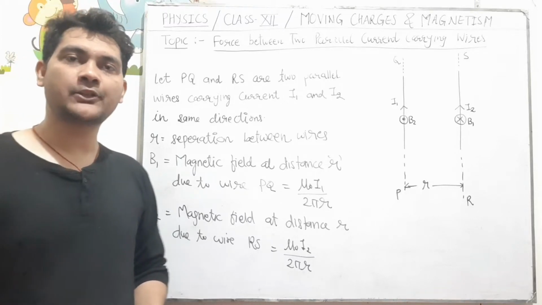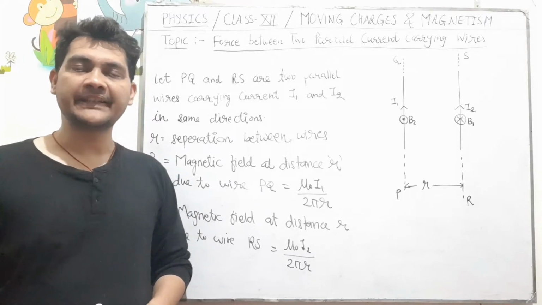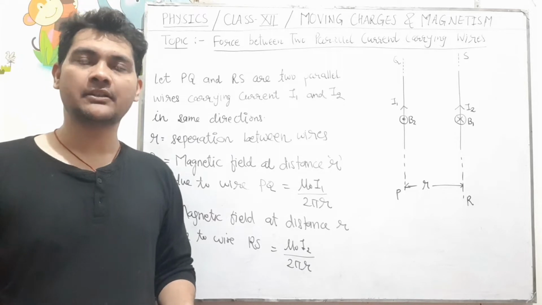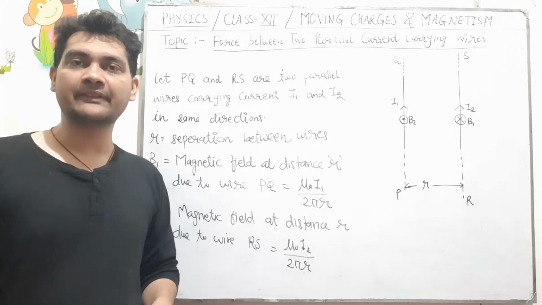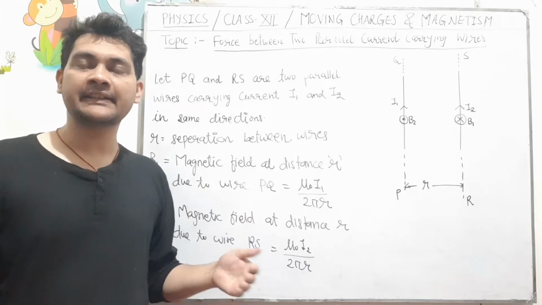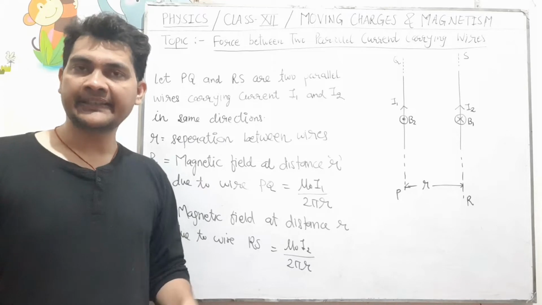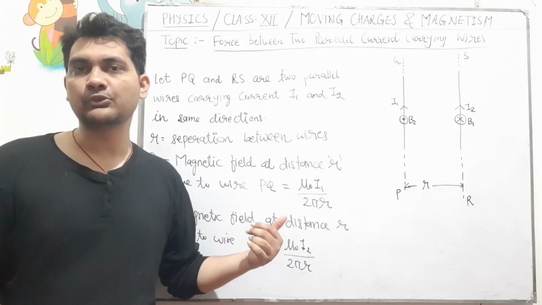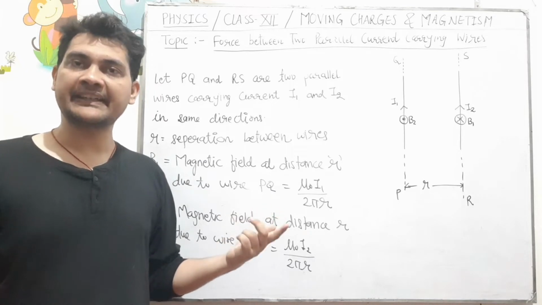I am back in front of you with the next lecture of moving charges and magnetism. In previous topics we have studied the motion of a charged particle in combined electric and magnetic field, and the force on a current carrying conductor when placed in a uniform magnetic field. Today in this lecture we are going to study about the force between two parallel infinite long current carrying conductors.